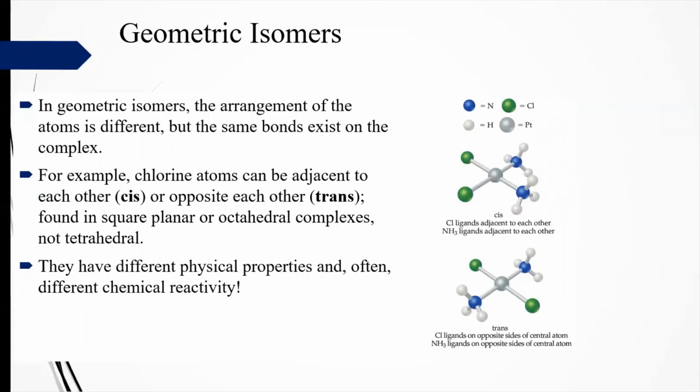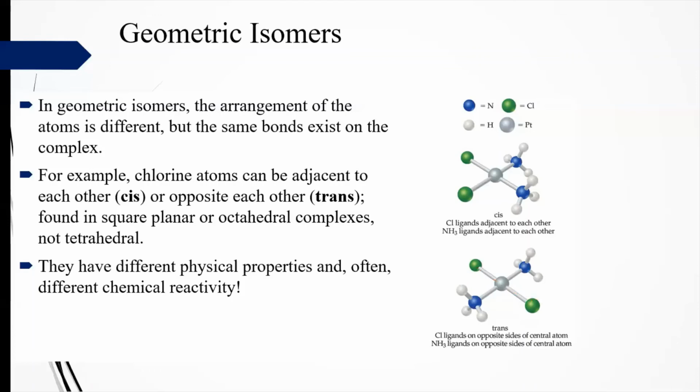Geometric ones are connected the same way, but in a different orientation. The most common one that we talk about is cis and trans. Cis means that the ligands are adjacent to each other. In this case, it's our chlorine and our chlorine, and you can see that they're next to each other, making this L shape. On the other side, a trans one means that they are opposite of each other. You can see that this chlorine is across from this chlorine. It makes a straight line going from one to the other instead of that bend or that L.